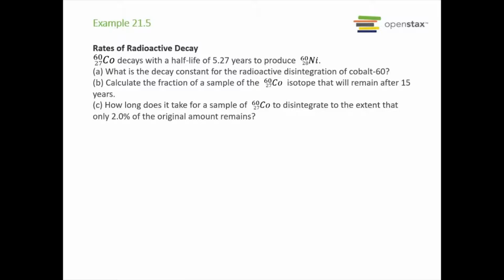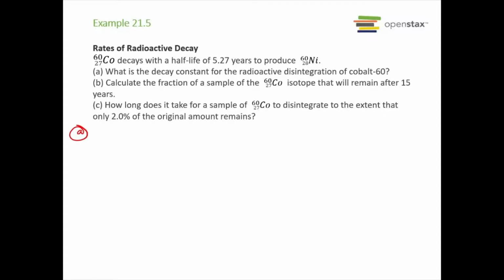So we're going to look at an example. Cobalt-60 decays with a half-life of 5.27 years to produce nickel-60. And we want to know the decay constant, the fraction of the sample that will remain after 15 years, and how long it takes to disintegrate to only 2% remaining.